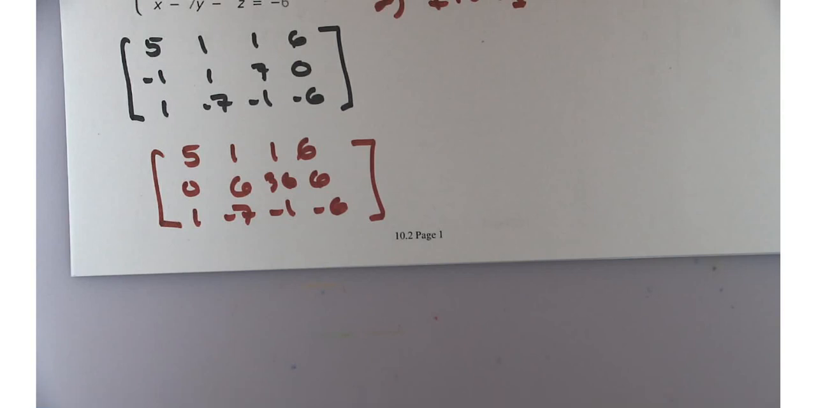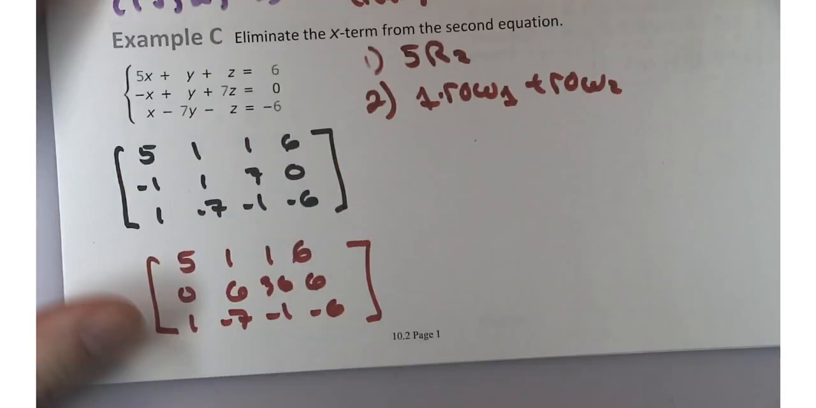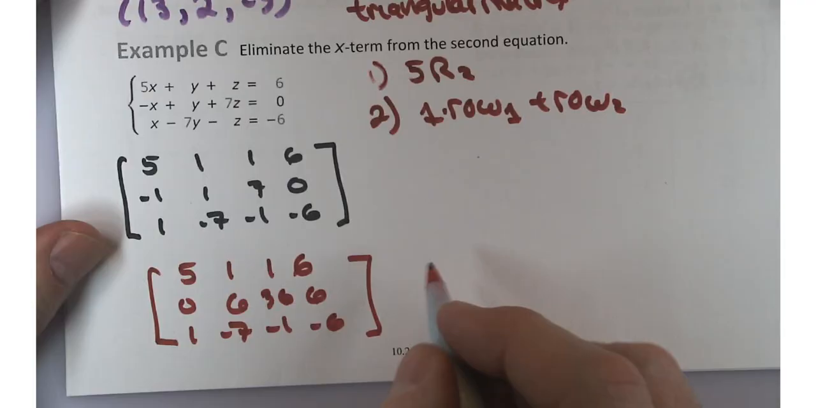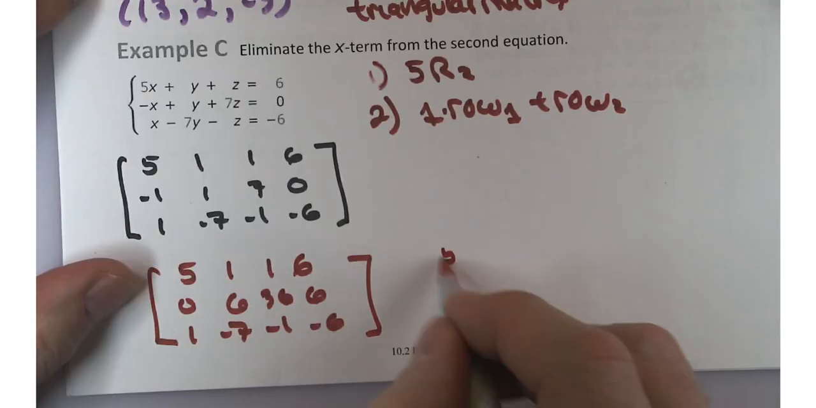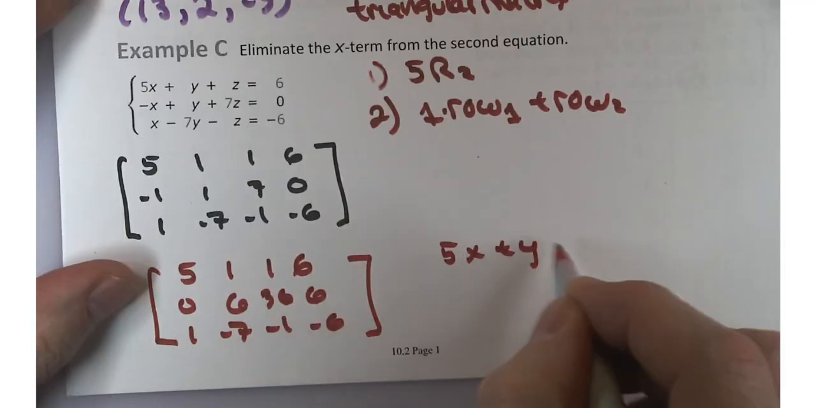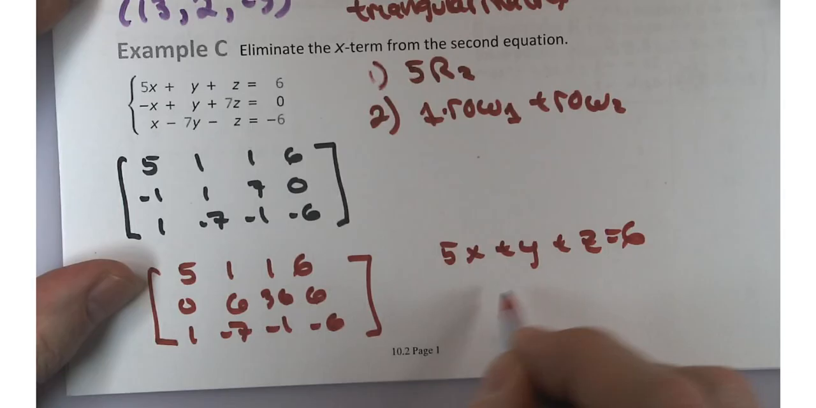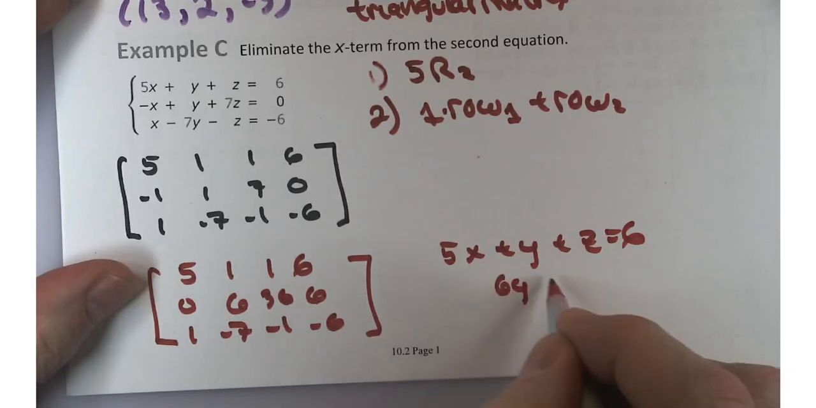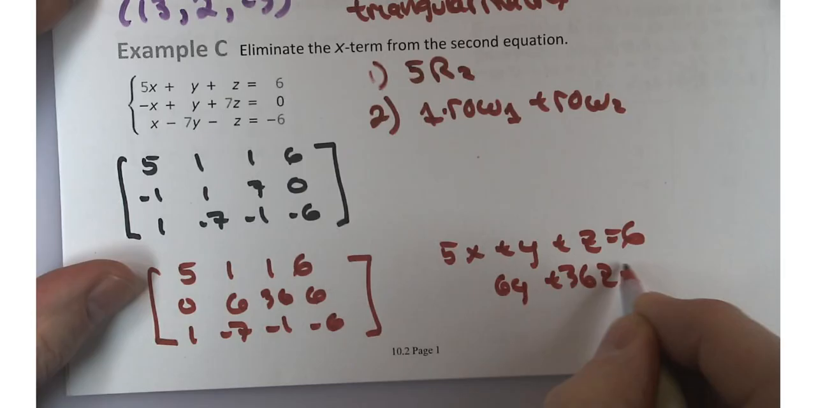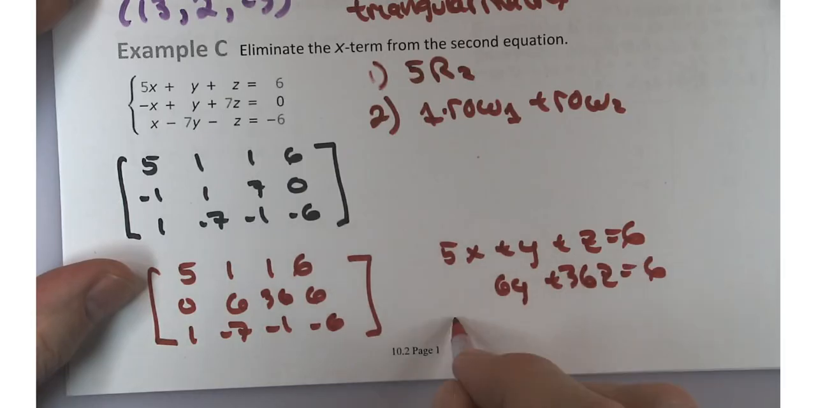You could also write this out as a system of equations. 5x plus y plus z equals 6, and then 6y plus 36z equals 6, and x minus 7y minus z equals -6. So same difference here or here. There's a real lag on this. It's kind of wild.